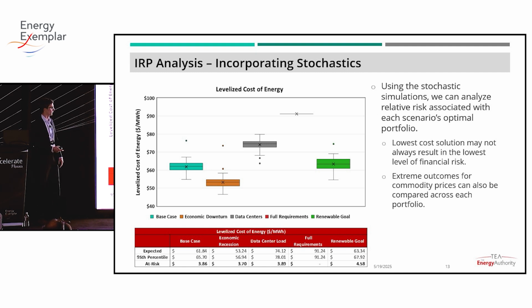Reaching a more aggressive renewable goal did result in a higher level of risk. Really, the main takeaway from this study was that being a full requirements customer for this particular utility didn't make a ton of sense, just because it resulted in much higher expected costs. The fact that you have very little risk when it comes to power costs is the benefit of becoming a full requirements customer.